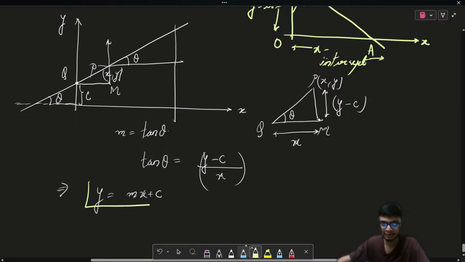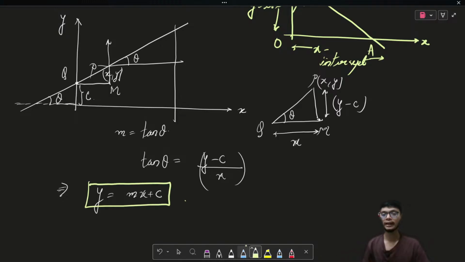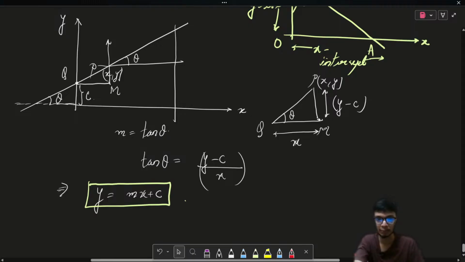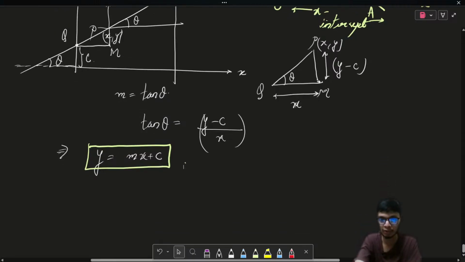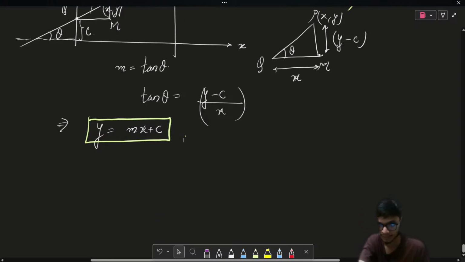So this is the general equation of a straight line in terms of the slope and intercept form. I hope this is clear. So from this particular intercept form of the line, if you know the slope and the intercept, you can form the equation of the line.